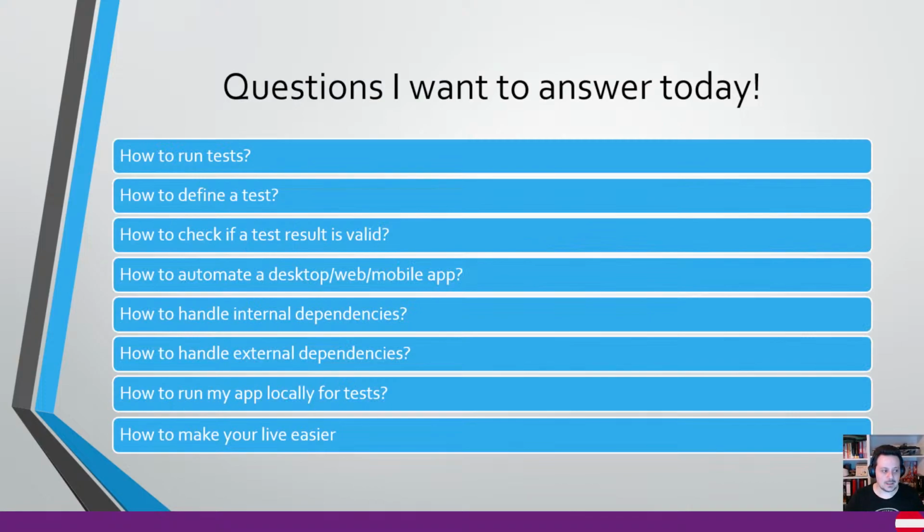I had some questions already in the abstract, and I added some more, and these are the questions I want to answer today. We start with how to run tests, define tests, and check results. So as you see, we start really at the beginning, and let's go through them one by one. If you have questions, please post them in the chat. I'm monitoring it and will try to answer them at once, or at the end, depending on whether it fits or not.